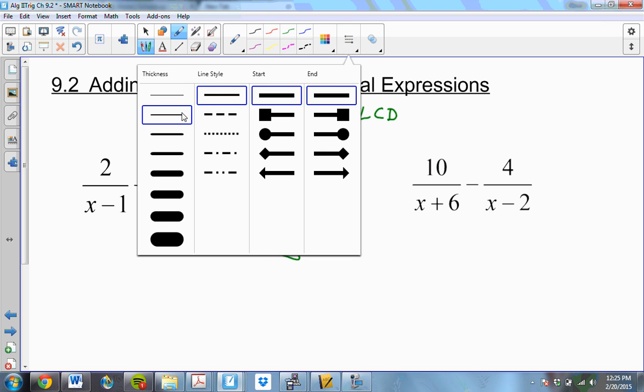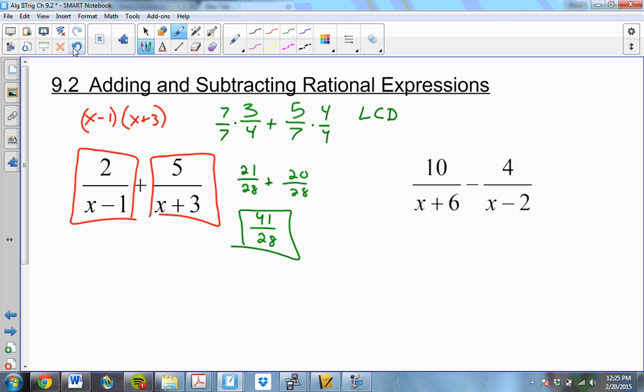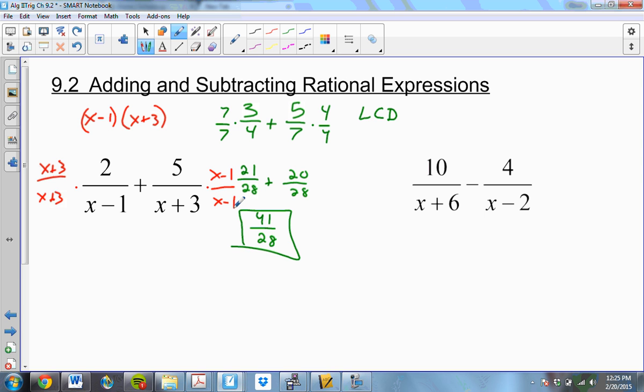We're going to do the same thing with these problems. Find the lowest common denominator. In this case, it's x minus 1 times x plus 3. This fraction needs an x plus 3 term, and this fraction needs an x minus 1 term. So I'm going to multiply this by x plus 3 over x plus 3, and multiply this by x minus 1 over x minus 1, just like I did over in the green problem.